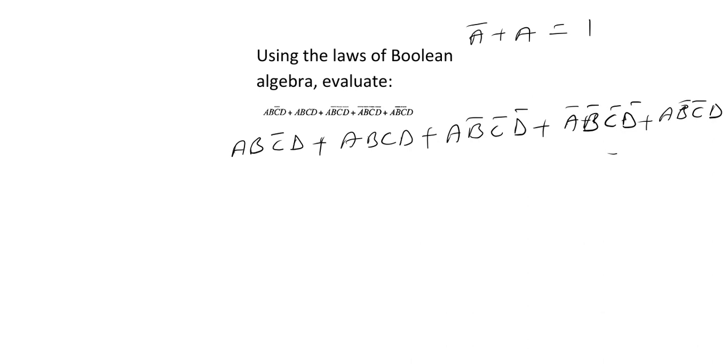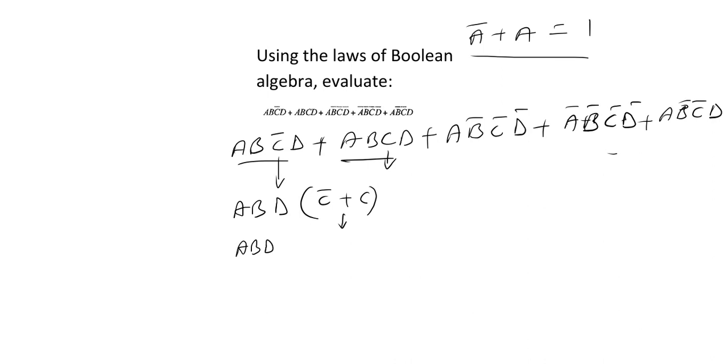So for example, when we consider this term and this term, we can apply this law because we have a C here which is complemented and a C not complemented. So we can factor the term which is common, which is ABD, and we have C, and we have not C. These two will give us a 1, meaning this is ABD times 1, which gives us ABD.